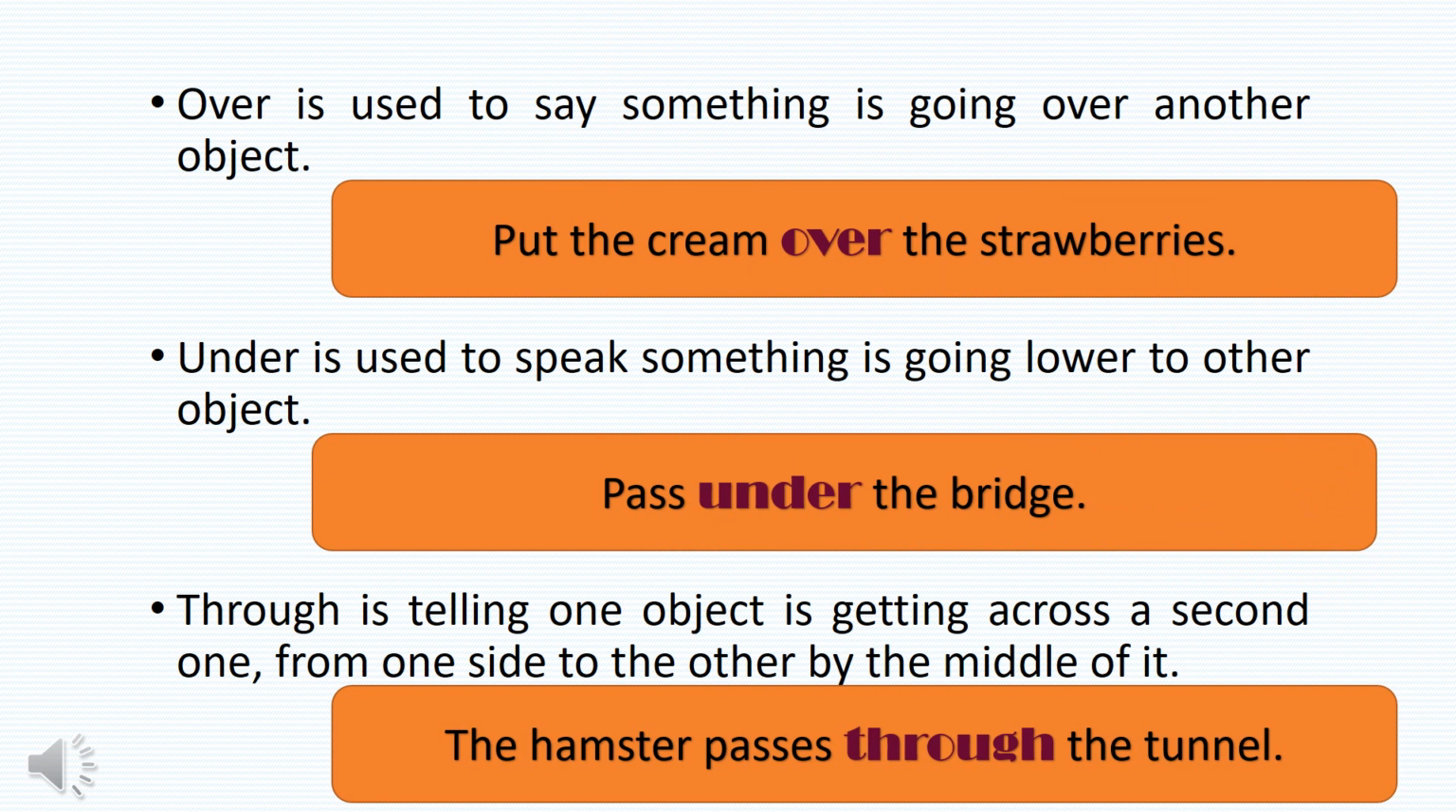The preposition over is used to say something is going over another object on the surface. Under is the opposite. It's used to say something is going lower than another object. Through is a preposition to speak about one object getting across a second one from one side to the other by the middle of it.